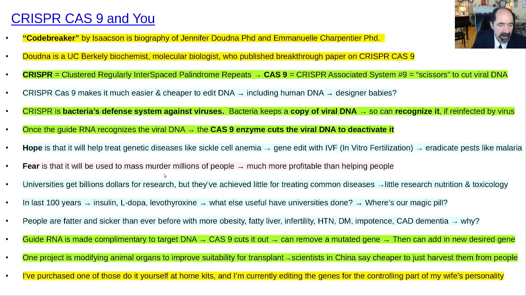Anyways, the guide RNA is made complementary to the target DNA. So let's say there was a mutation and you want to remove the mutation. You can now sequence DNA. You can then target the guide sequence, make it to fit. That means match the base pairs, so it'll bind to that. Once it binds to that, then the Cas9 is the enzyme. It's a complex with the guide RNA. It'll then cut the DNA in that segment. Then you can put in donor DNA that you want, let's say a desired correct gene to fix the mutation.